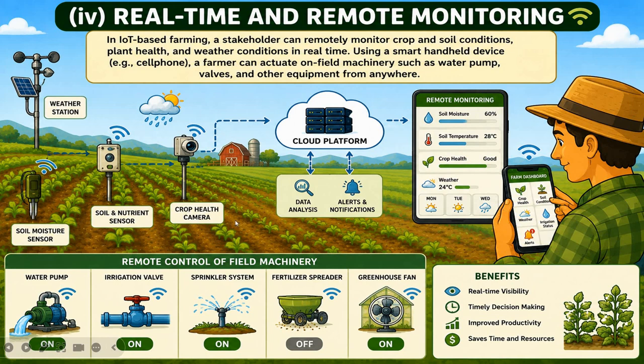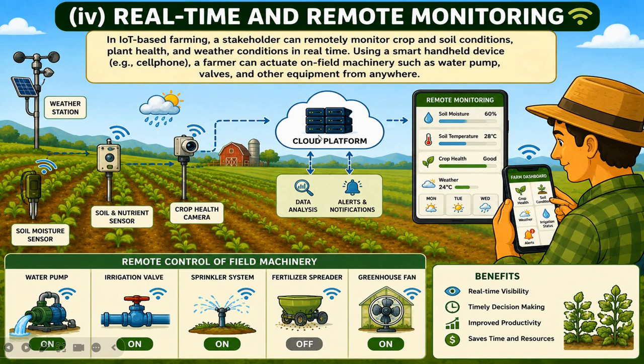A soil moisture sensor measures the water content in the soil, and a soil and nutrient sensor checks the soil quality. Then you have a crop health camera, which monitors the plant conditions, and then you will be having a weather station which records the weather data. All this information is sent to the cloud platform through the internet.